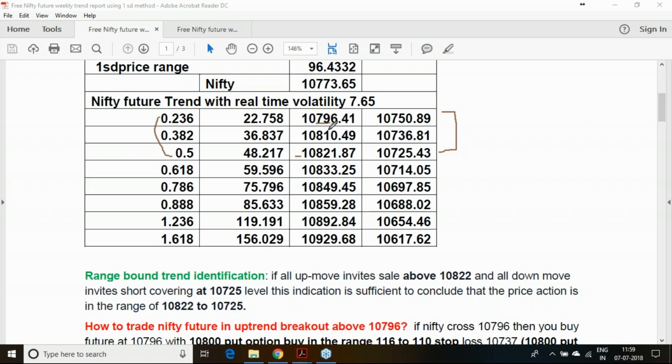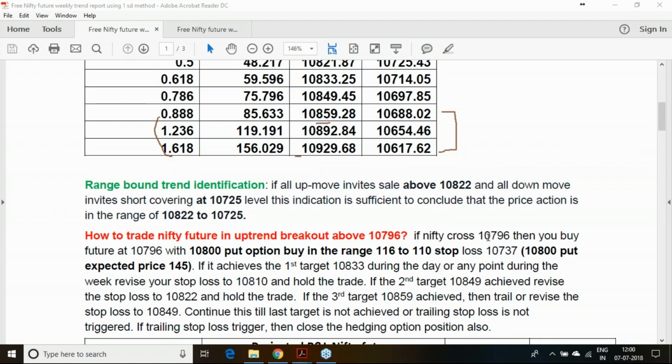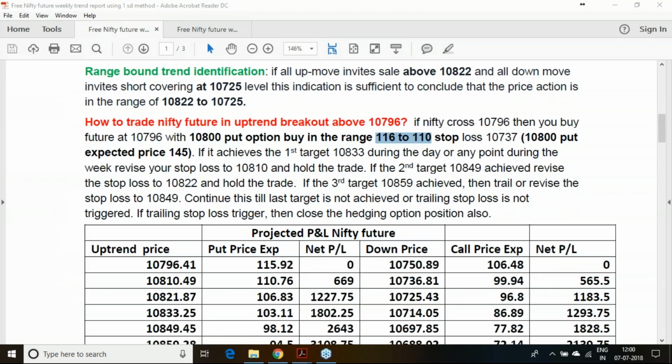So once you enter this trade on Monday, if the uptrend gives you a breakout, meaning the price goes above 10,796 and maintains above there for 4 to 5 minutes, then enter the trade with a 10,800 put option. I have taken an estimation for the 10,800 put option. Maybe you will be getting it at 116 to 110 level. Slightly up or down will be there in the put option because IV and other factors on Monday can decide that. We are just projecting that.